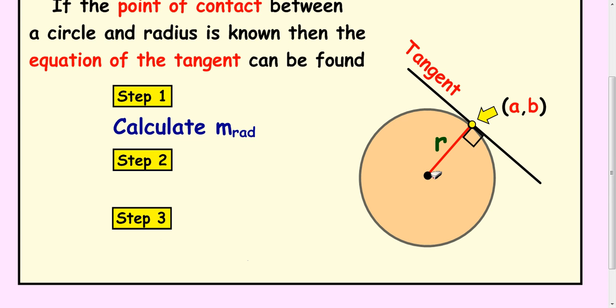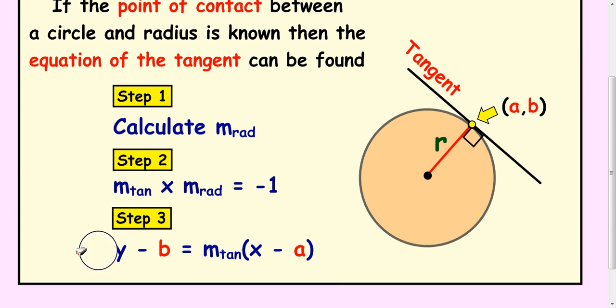The reason for this is because we have the centre point and we have the point of contact, so you can work out the gradient using delta y, delta x. To get the gradient of the tangent, you flip this over and change the sign, because the gradient of the tangent times the gradient of the radius will equal -1. Lastly, once you've got the gradient of the tangent and the point of contact, you do your y take b equals m(x take a). So these are the steps we're going to do in the next example.